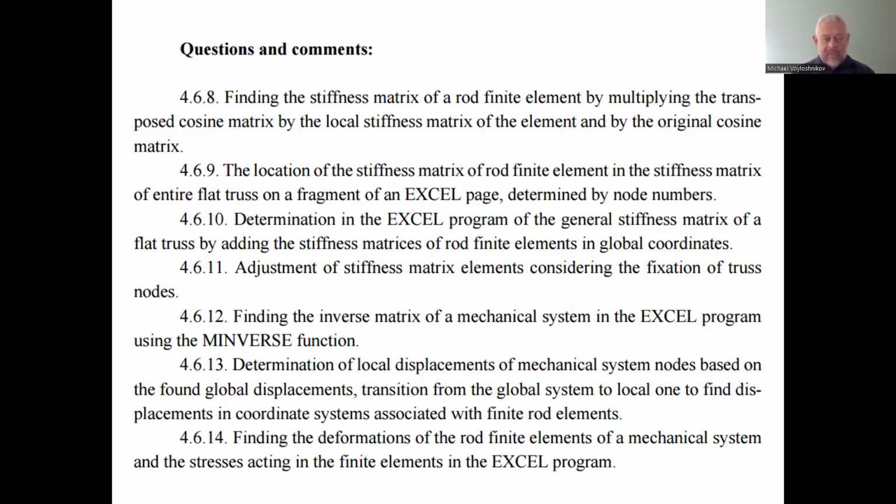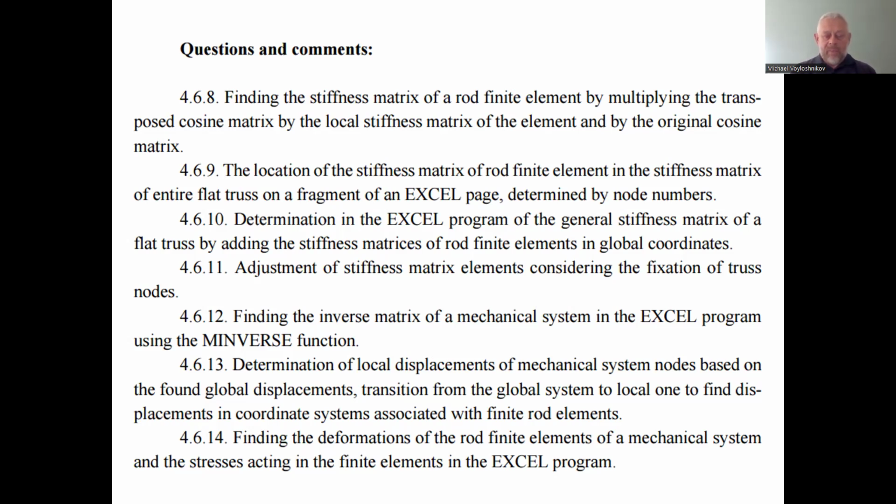To do the reverse transformation of the stiffness matrix to the global coordinate system, we have to first find the product of three matrices. The first matrix is the transposed cosine matrix. The second is the stiffness matrix of the rod finite element in the local coordinate system. And the third matrix is the cosine matrix, but not transposed. So the first factor is the transposed cosine matrix, and the last factor is the usual, not transposed, cosine matrix.